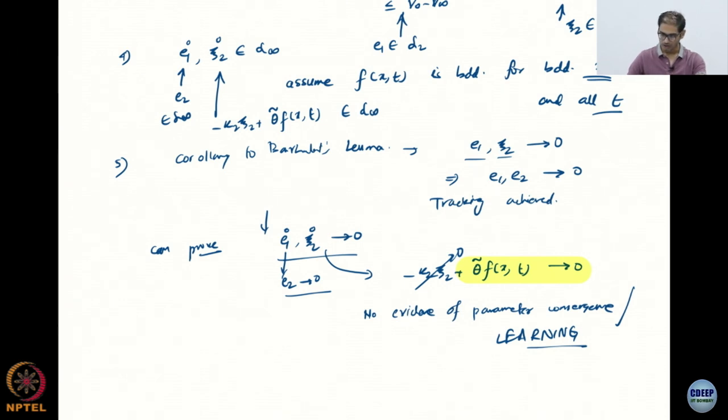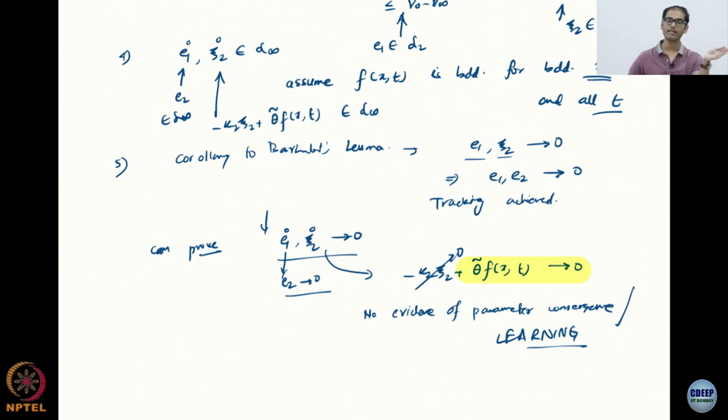We could only prove this on the tracking errors. The parameter errors are not guaranteed to go to 0 unless you have something called a persistence of excitation condition. Of course, we did not discuss what the persistence of excitation condition is. That's not part of the plan. In adaptive control, we don't particularly care about finding the parameter. Our aim is to track, and we did it successfully. So we don't care to find it.